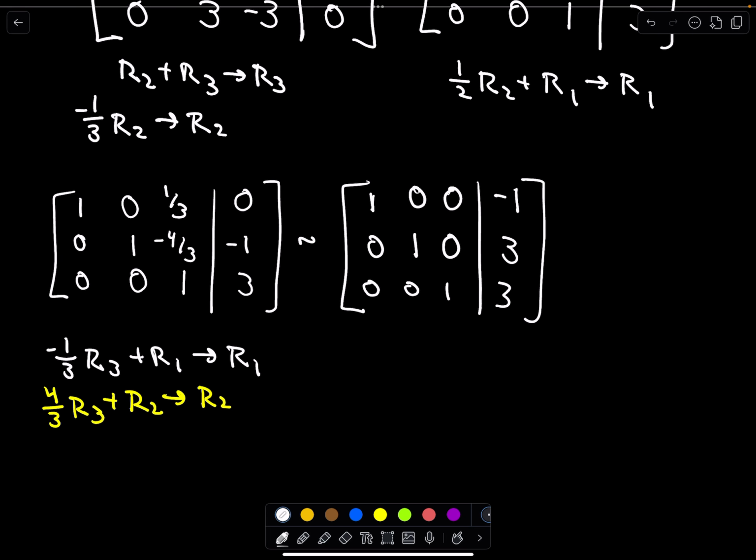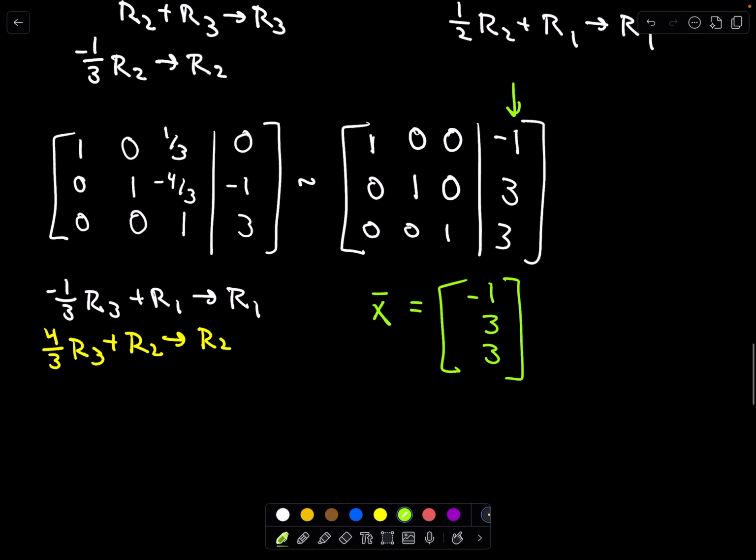So it looks like now we have finally found our solution. It looks like x should be equal to the vector -1, 3, 3, is what I found. Okay, so that's using row reduction. That was row reduction, and that was a lot of steps.